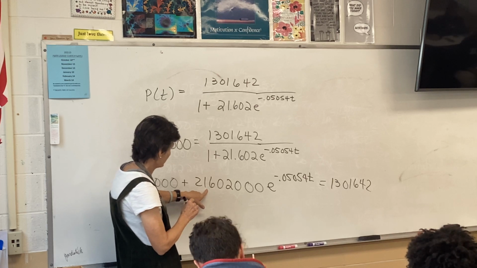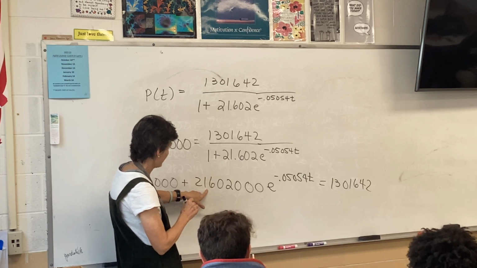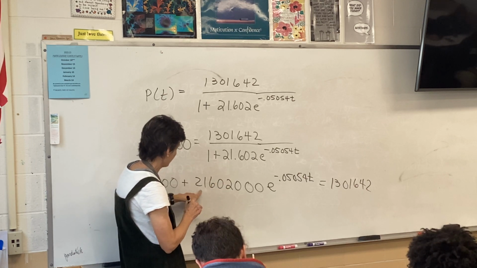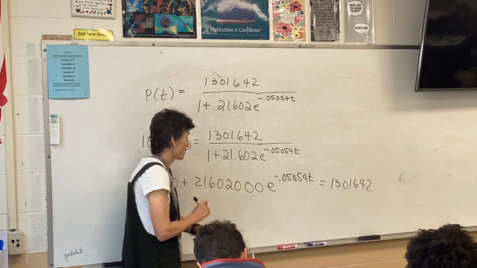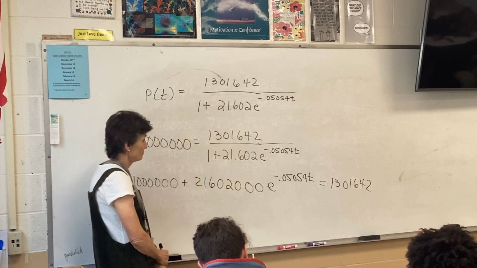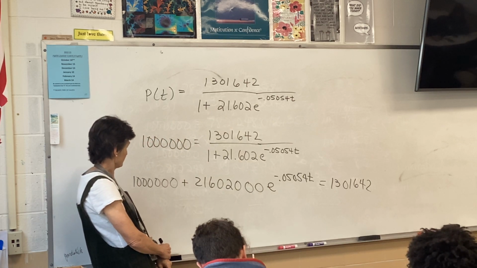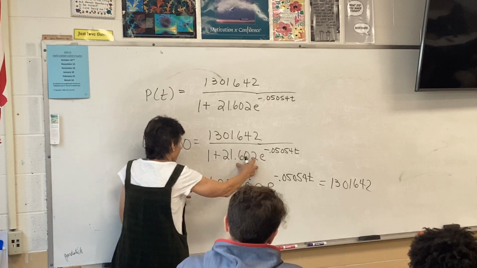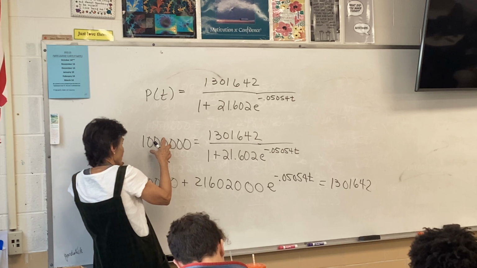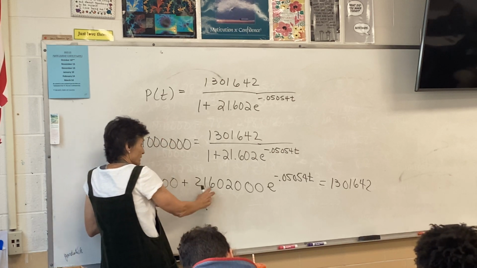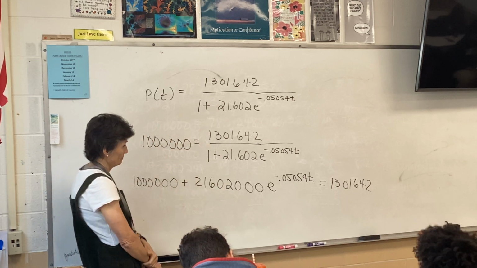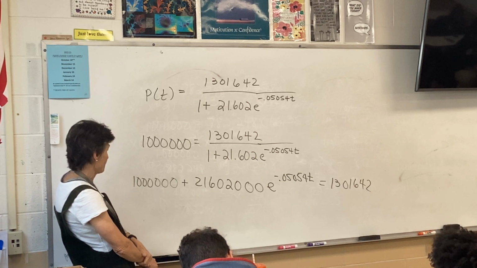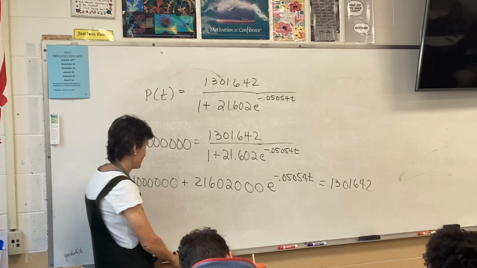I got 21,602,000, is that right? If I take this times 1 million. I think that's right. So I'm not solving an equation, I brought the denominator over here and took it times 1 million. Okay, now what do you think we should do? Subtract 1 million.